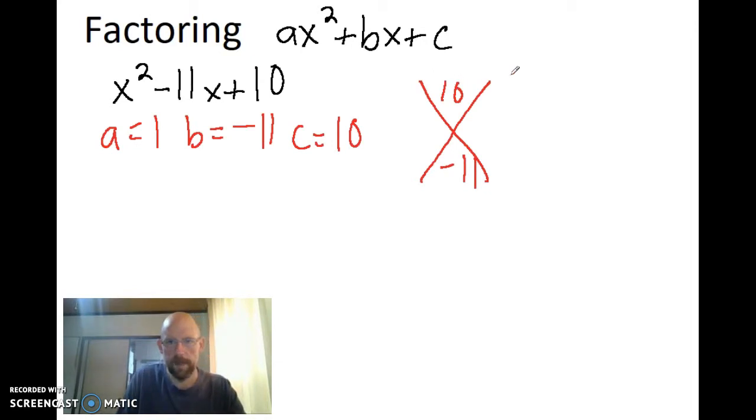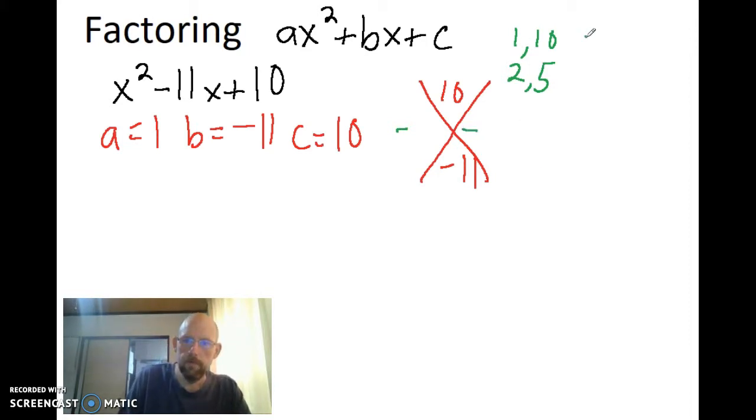So like before, we're going to list out factors of 10. So we have 1 and 10, 2 and 5, and that's it. So we want two numbers that will multiply to 10, but add to negative 11. Okay, so in this case it is a negative number. Things to keep in mind: these two numbers could be positive or negative. Since we want to multiply to a positive, we need to multiply two positive numbers or two negative numbers. Since we want to add to a negative, we know both of these have to be negative.